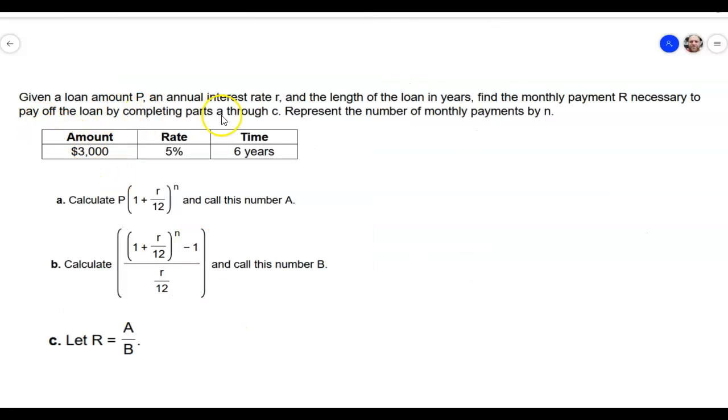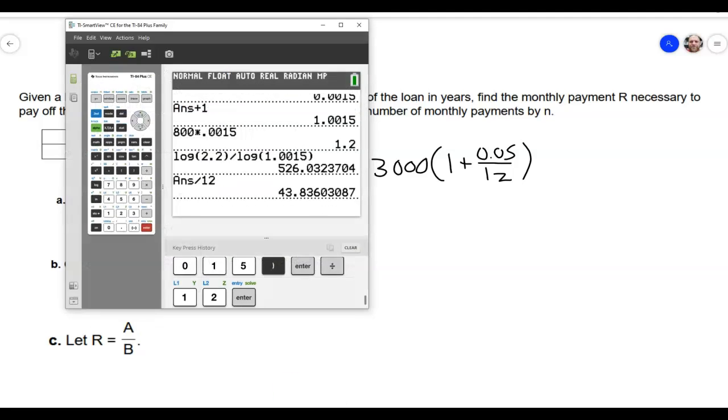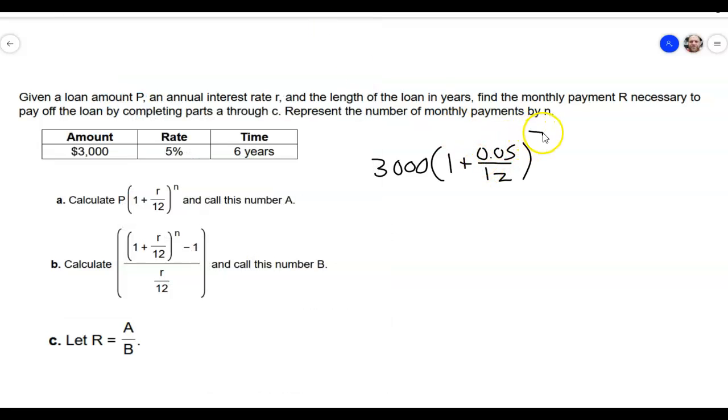Okay, for this next one, it says, given a loan amount P, an annual interest rate R, and the length of the loan in years, find the monthly payment necessary to pay off the loan by completing parts A through C. Let's do A first. A is just going to be P, which we know is the 3,000, times 1 plus the R, which is 0.05, because we're converting 5% to decimal, over 12, raised to the total number of periods, so that's 6 years times 12, which is 72. So that's raised to the 72, because there are 72 total monthly payments, 12 payments in a year for 6 years.